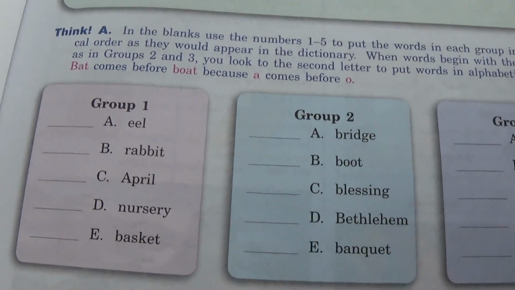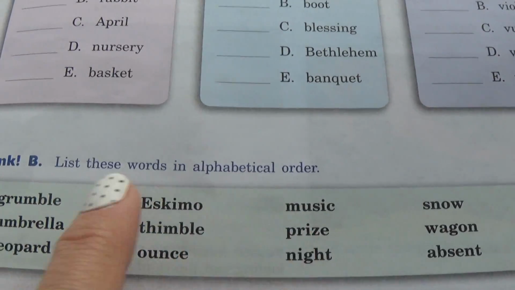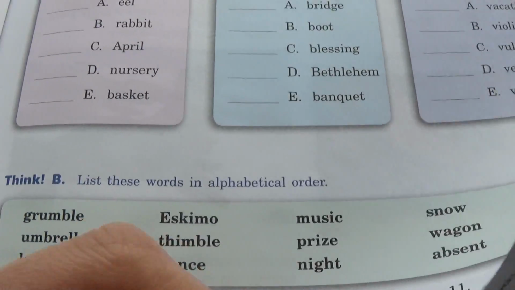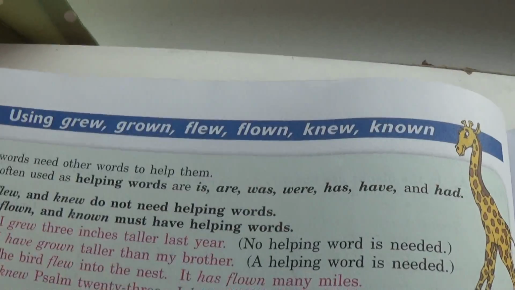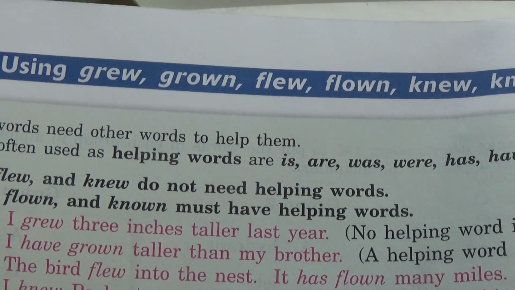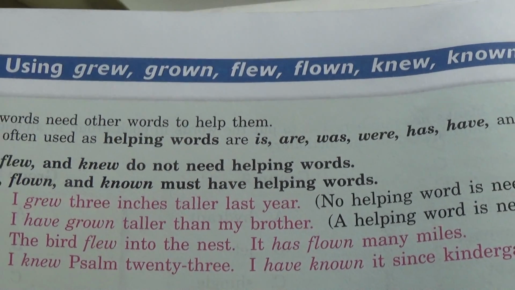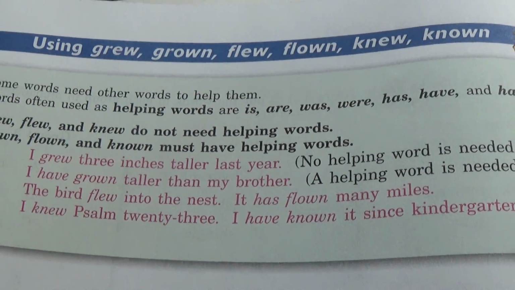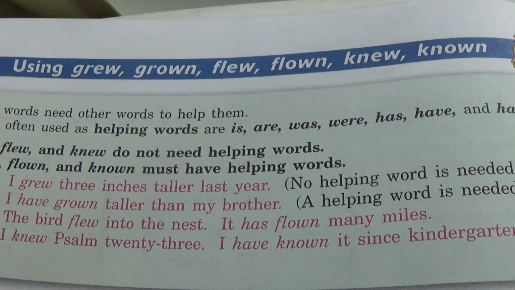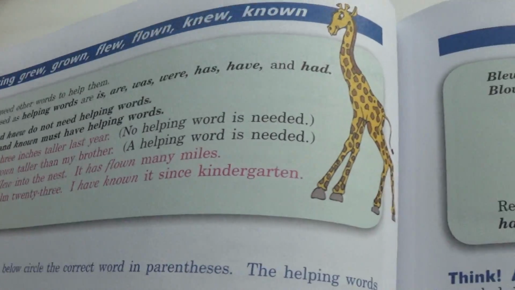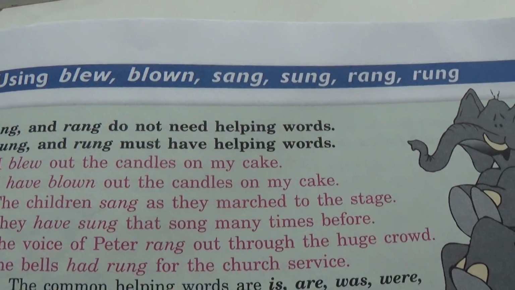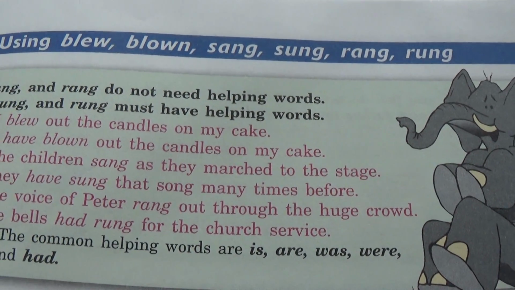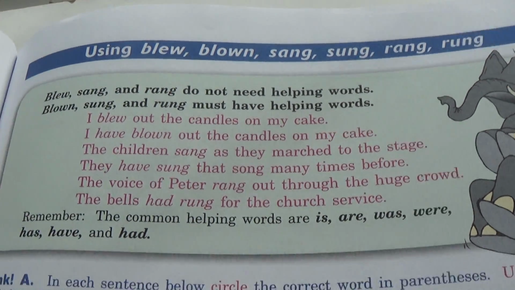Okay. We had to learn about alphabetical order, how to put things in alphabetical order. All right, then we go on to learn some more about the proper usage of these words: grew, grown, flew, flown, knew, known. Now this is where we're kind of at now, is we've been learning these kinds of words, how to use blew, blown, sang, sung, rang, rung.